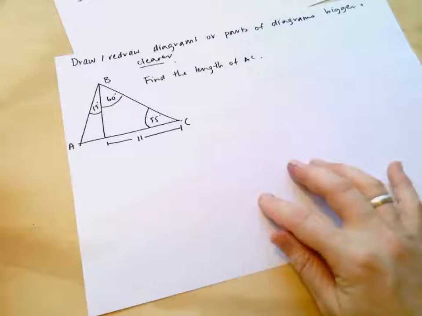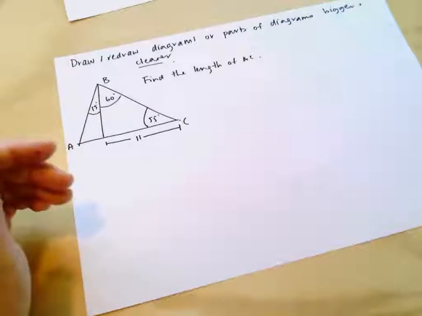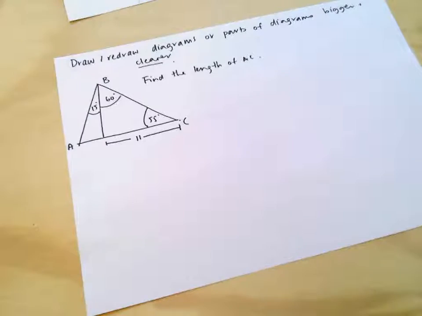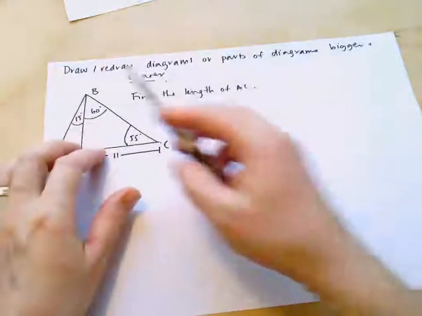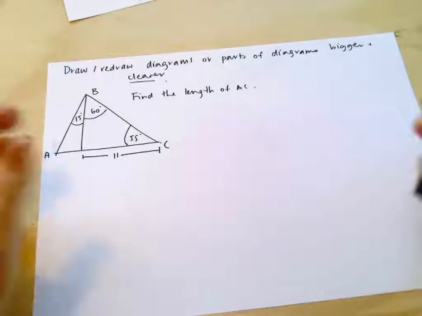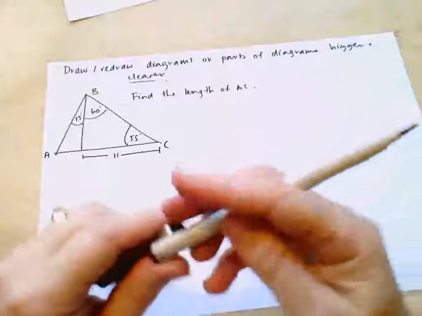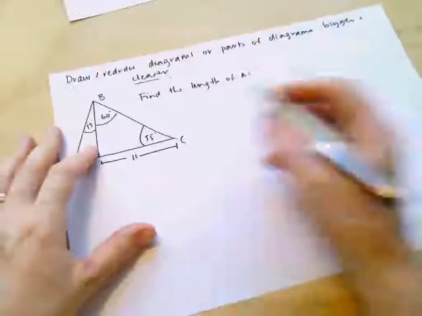This tip's a pretty straightforward one, but we're actually going to illustrate it using some fairly tricky questions because I need you to practice them. So the tip itself says draw or redraw diagrams or parts of diagrams bigger and clearer. So it's not rocket science, is it? But we're going to see how important this is as we do some of these tricky questions.